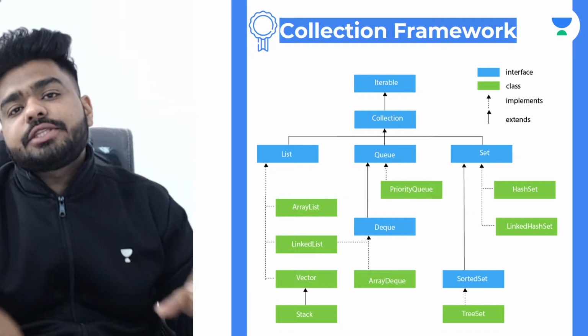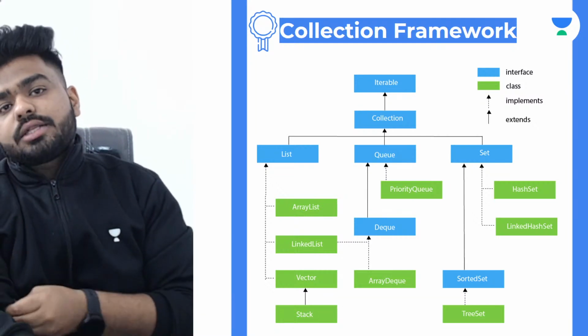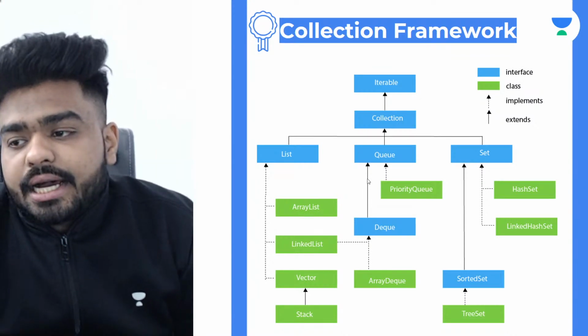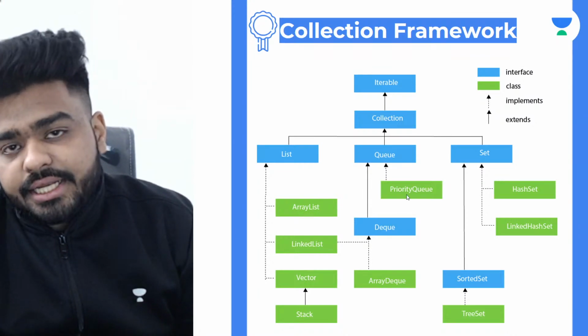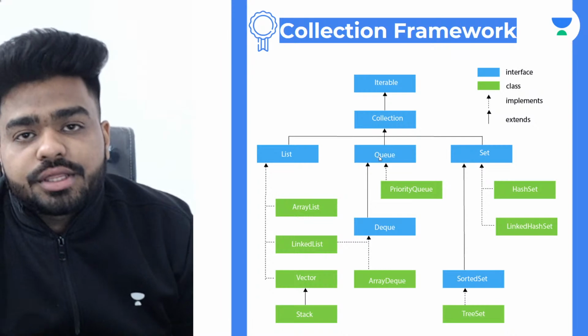Okay, let's start with queue. Let's understand what is queue. So in queue we have priority queue and DQ. So first understand what is a queue.